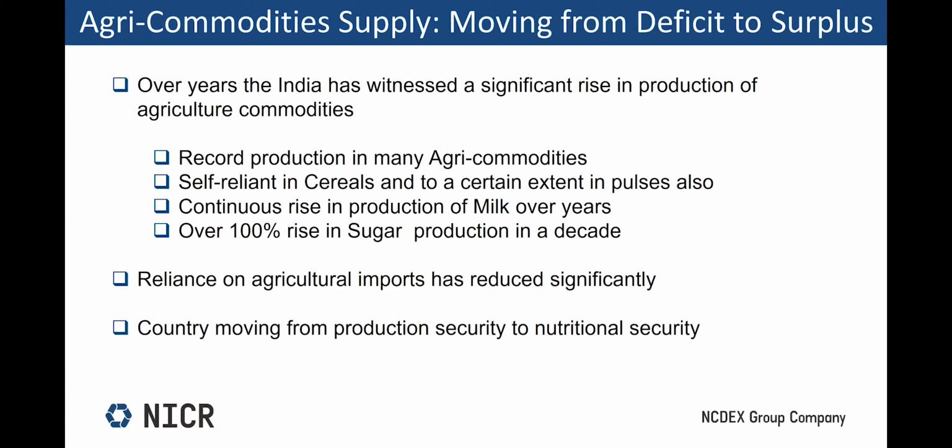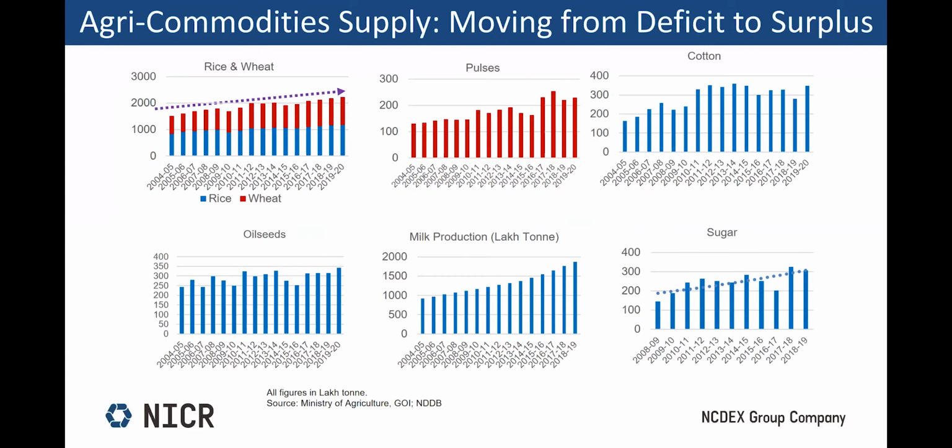And there has been a significant improvement in per capita availability of these agricultural commodities in the marketplace in the country. But of course, there is a need of moving towards nutritional security. That is definitely a different topic altogether to be discussed. So just to illustrate this point, if you look at this 15-year period data point, there is a significant increment in our production of various major agricultural crops.